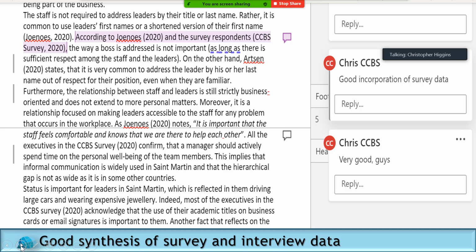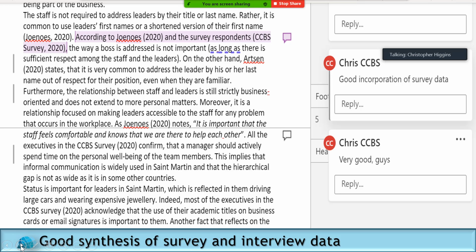This is a good example, pointing forward a little bit, of how you synthesize survey and interview data. Off the top of my head, I think this is St. Martin, who used Genus. Perhaps you can nod somewhere on the screen, even if I can't see you. I think it's St. Martin. They start a sentence by saying, according to Genus 2020, because it's from an interview they conducted, and the survey respondents, so they've already included some survey respondents, the way a boss is addressed is not important as long as there is sufficient respect among the staff and the leaders. On the other hand, that's a nice way of linking sentences together, setting up that we're going to talk about something now that disagrees with this.